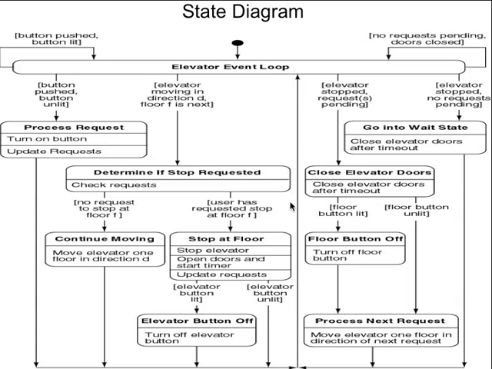This is the elevator event loop. This is determining if a stop is requested, going to the wait state, going to closing the elevator door. Here's the floor button is turned off now. And it translates into this state, goes to this state, goes to this state, goes to that state, goes to this state, goes to that state.